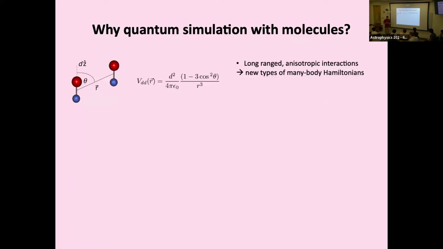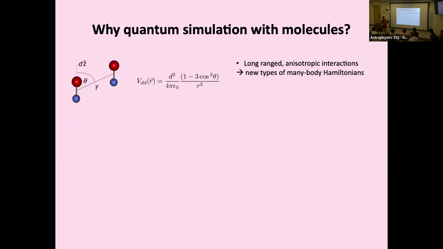People have been investigating this in a number of ways. Here at Stanford, I know a lot of people are looking at cavities. People are looking at magnetic atoms. And the way we're looking at it in my group is using polar molecules. We're going to go up a step in complexity from atoms to molecules.